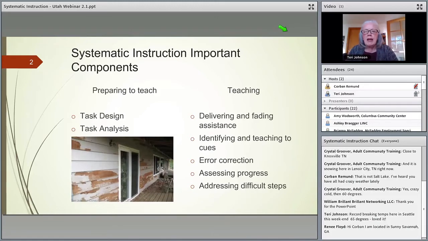So this is a slide that you saw last week, but I put it up again as a placeholder, if you will. Last week we covered preparing to teach, task design, task analysis, that content area. This week the focus is going to be on teaching, talking about delivering assistance, teaching to cues, error correction, fading. So we're moving into that.